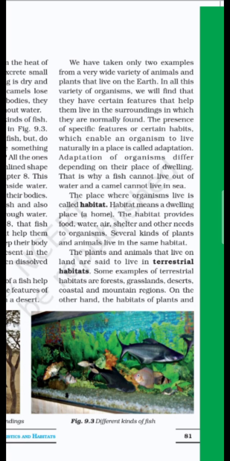Now, the definition of adaptation is the presence of specific features or certain habits which enable an organism to live naturally in a place is called adaptation. Now, adaptations in organisms differ depending on their place of dwelling. That is why a fish cannot live out of water and a camel cannot live in the sea.